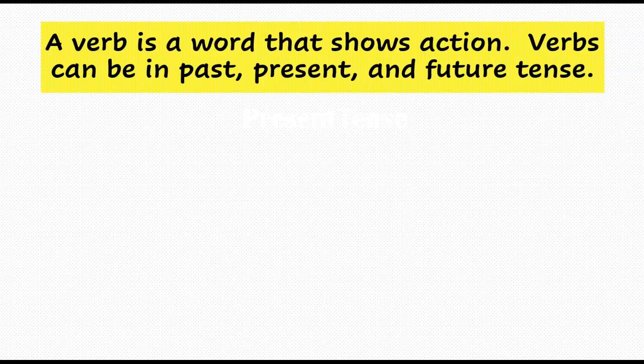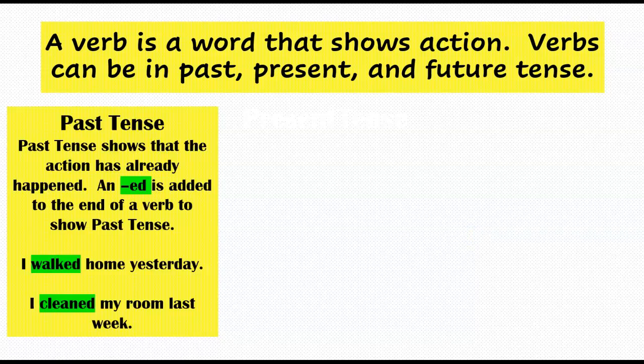And you're probably thinking, what on earth is Mrs. Curry talking about? Past, present, and future tense. Let me try to explain. Past tense. Past tense shows that the action has already happened. An ed is usually added to the end of a verb to show past tense or that the action happened. For example, I walked home yesterday.